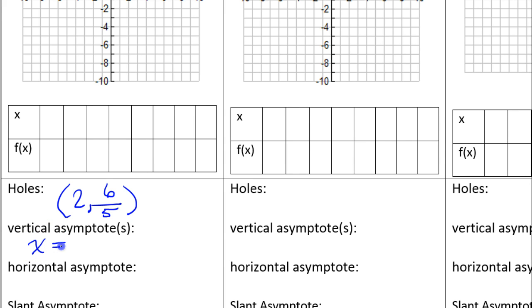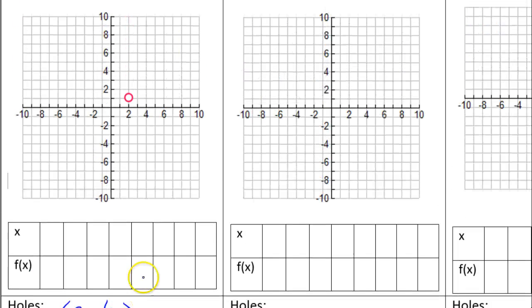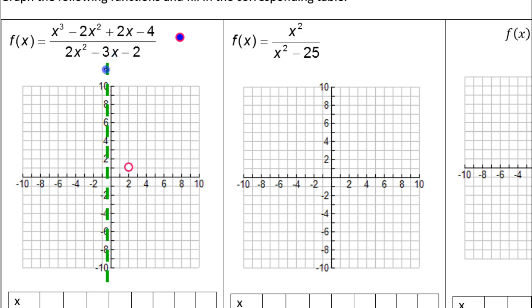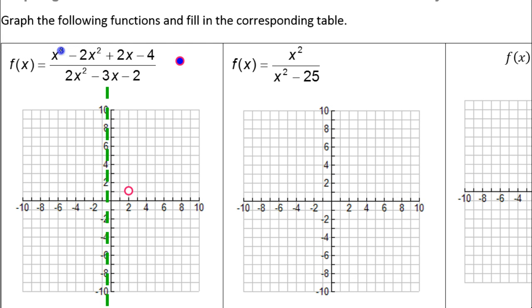Okay, so x is equal to -1/2. So let's go ahead and graph that as a dotted line. All right, let's talk about the horizontal asymptote of this problem. The horizontal asymptote depends on the degree of the numerator compared with the denominator.